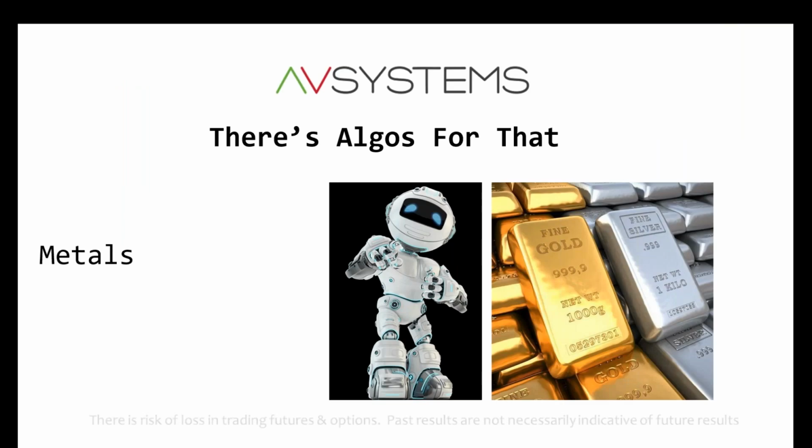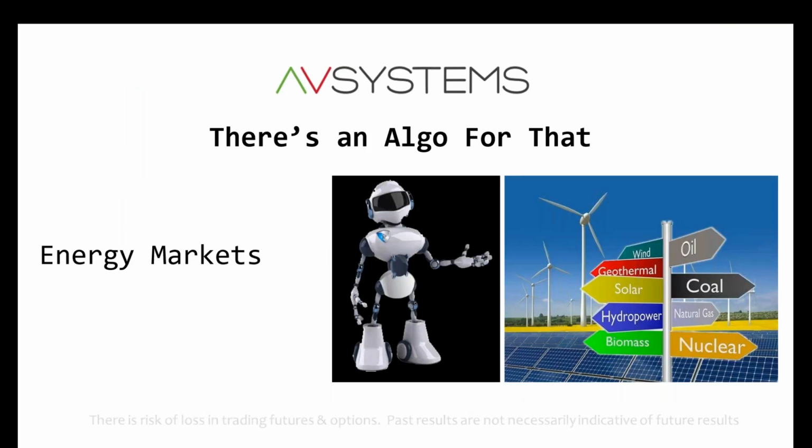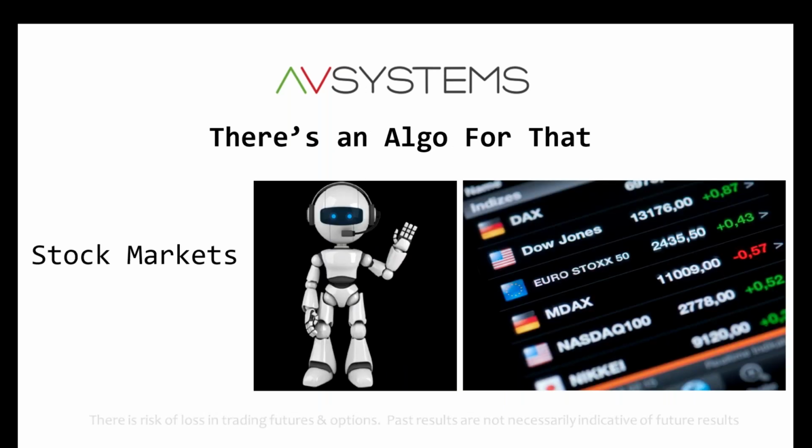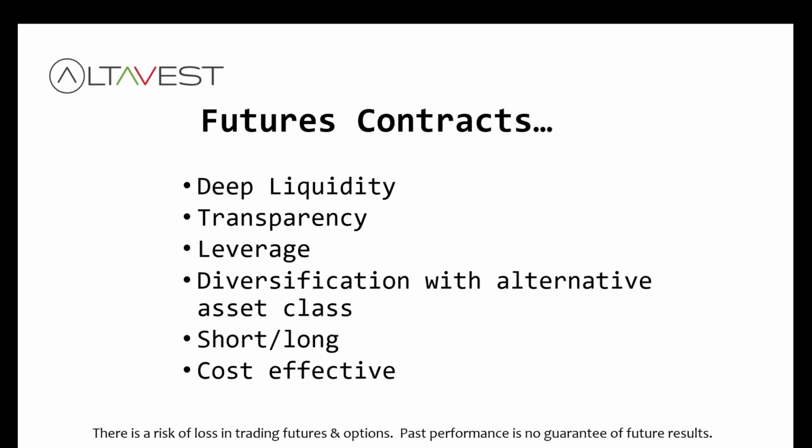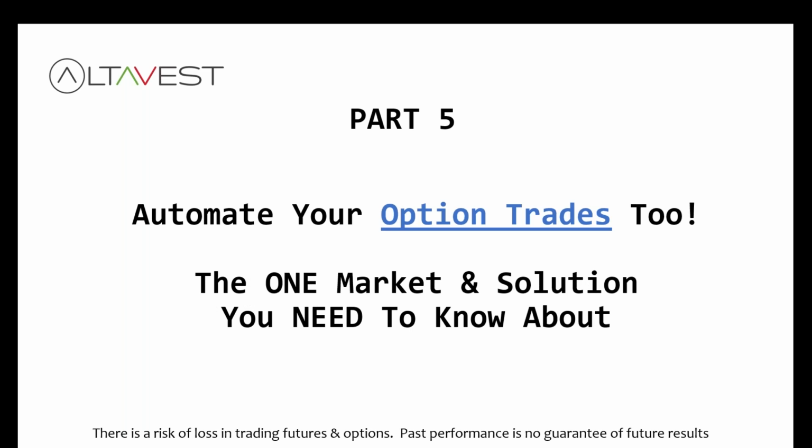So remember, if you're looking at trading metals, there's algos for that, or energy markets, crude oil, you name it, stock markets, all the indexes, currencies. So remember, there are advantages with futures like liquidity, transparency, and the inherent leverage of futures markets that make them very appealing. And we mentioned diversification with alternative assets, easily short or long, and they're very cost effective. So with that said, let's segue into the options part of the presentation.